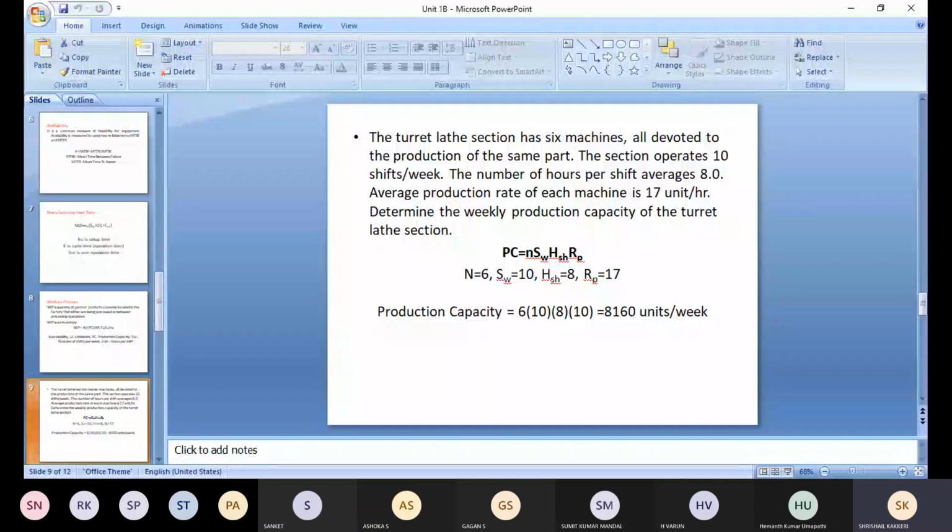So these are the strategies of automation. Okay. Have you all understood? Yes, sir.